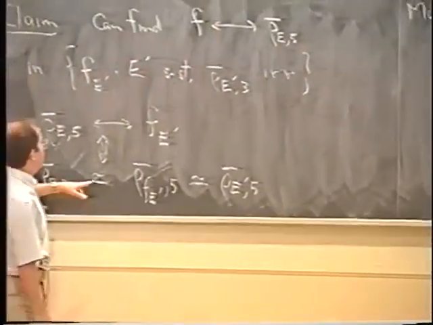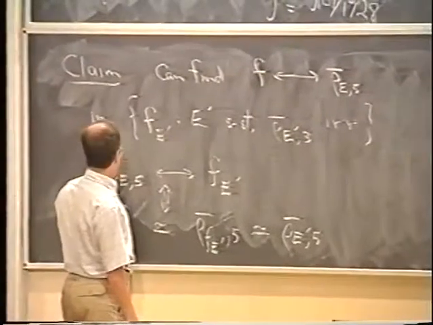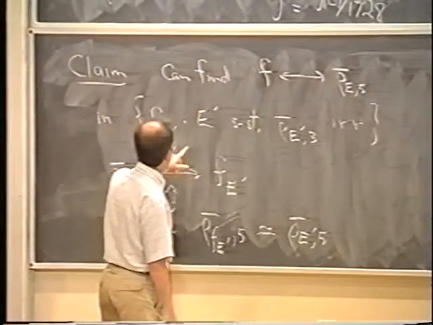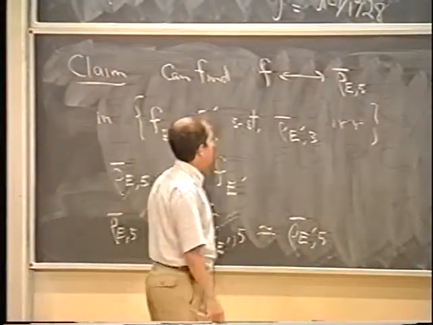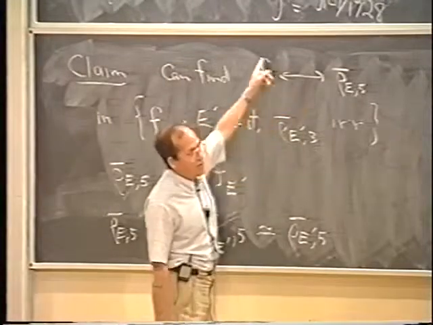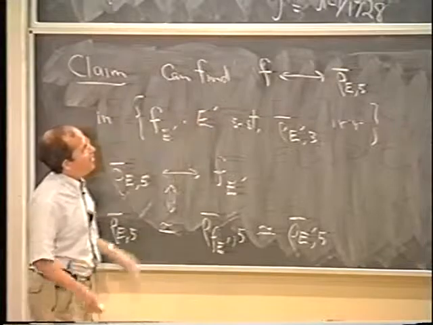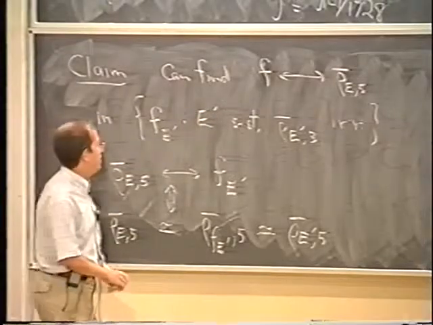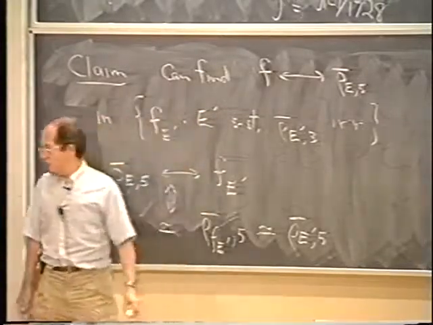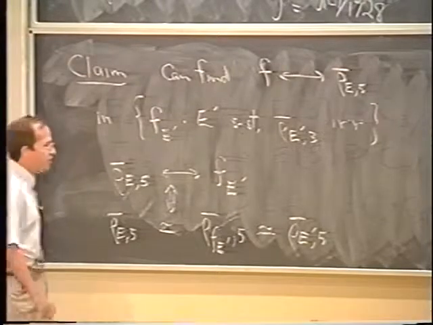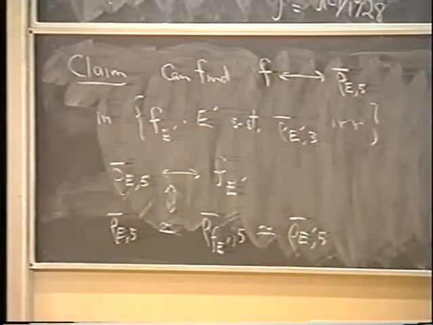Let's see. So this, remember, is what we're looking for. We're looking for an E prime with the same mod p representation as E, which we can find on points of this curve. We want it to be semi-stable, which we can find by taking t p-adically close to 0. And we want the mod 3 representation to be irreducible.